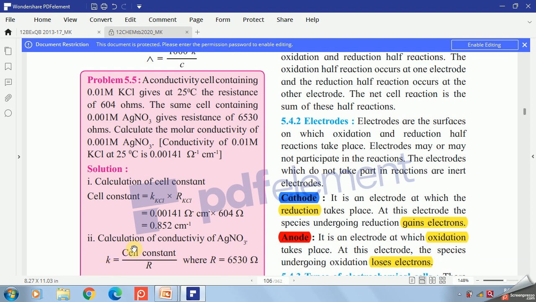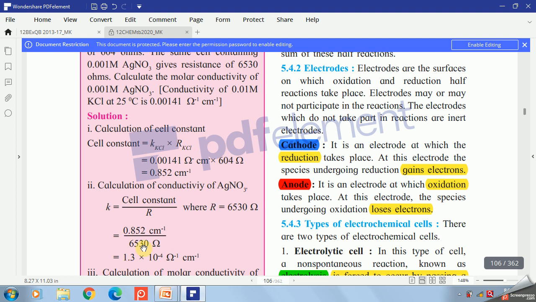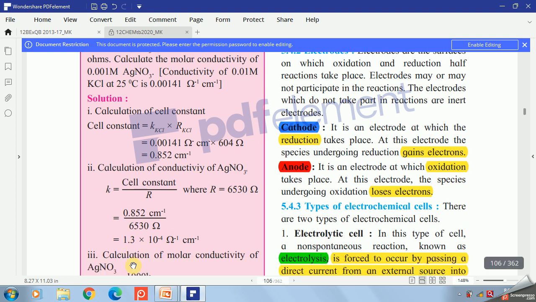Now we have to calculate conductivity of AgNO3. So conductivity of AgNO3 is equal to cell constant divided by resistance of AgNO3. So resistance of AgNO3 is given, 6530. So cell constant is 0.852. Substitute these values, so we get 0.852 centimeter inverse divided by 6530 ohm. So this is the conductivity of AgNO3, 1.3 into 10 raised to minus 4 ohm inverse centimeter inverse.